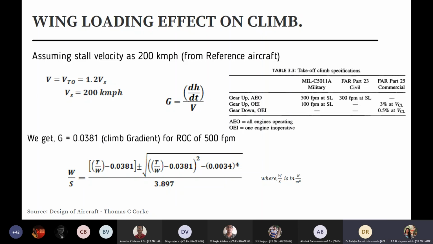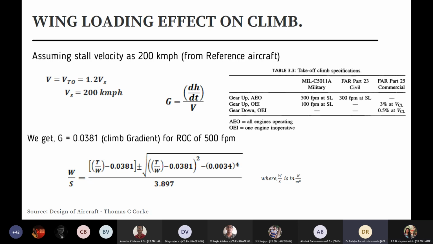Oh, okay, sir. The equation changes. Here you put T by 2W, both inside the root and outside the root. But what you plot will be W by S versus T by W. You got me? Yes, sir. Then it makes sense.